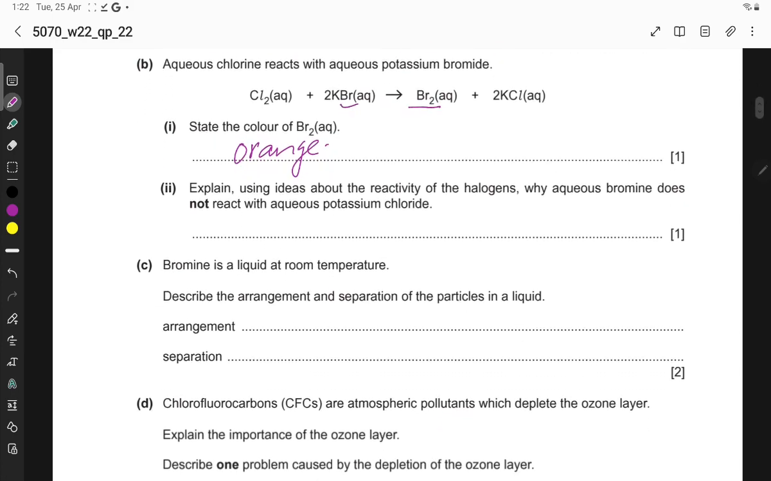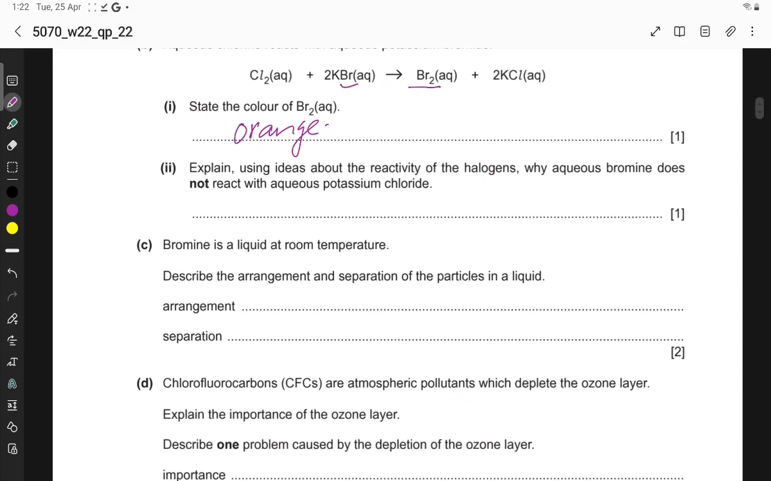Explain using ideas about the reactivity of halogens why aqueous bromine does not react with aqueous potassium chloride. Bromine is less reactive than chlorine.